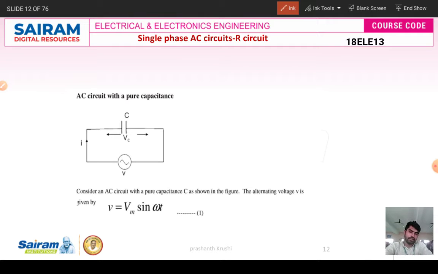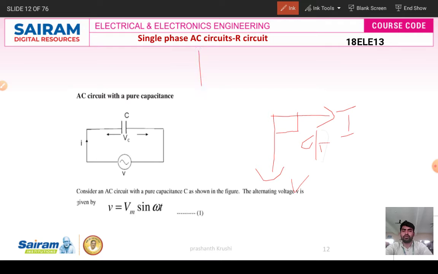Already we discussed the phasor representation of alternating quantities for resistance, inductance and capacitance. For the resistance, current and voltage are in phase with each other. For the inductance, current lags voltage by an angle of 90 degrees, and for the capacitor, current leads voltage by an angle of 90 degrees. So this is current, this is voltage.